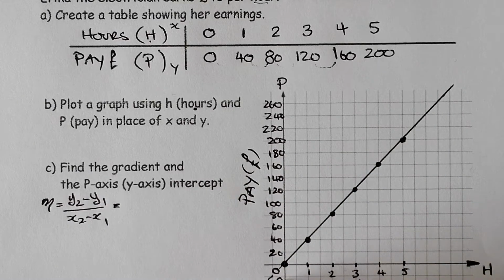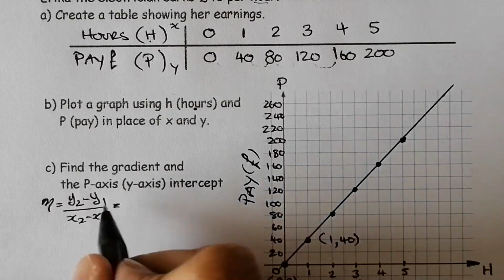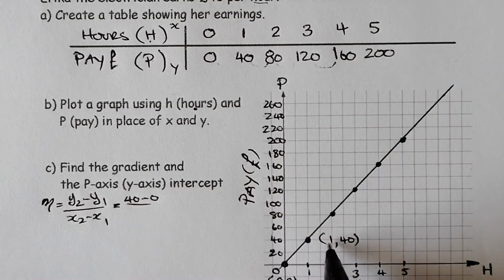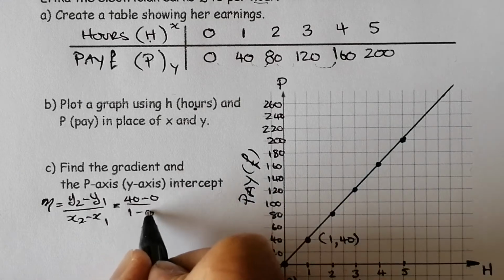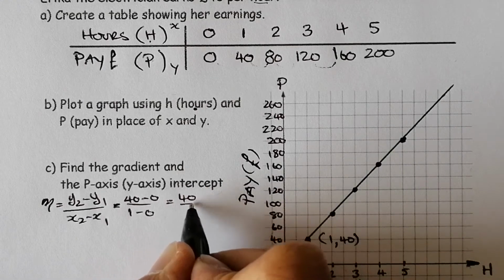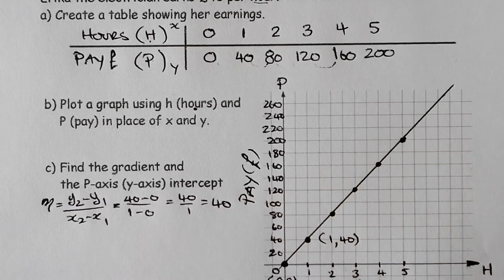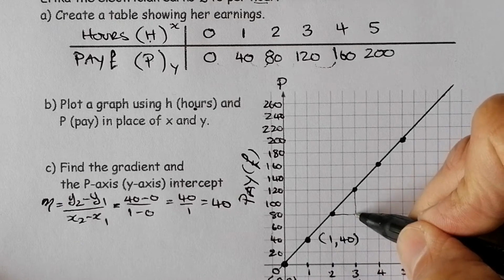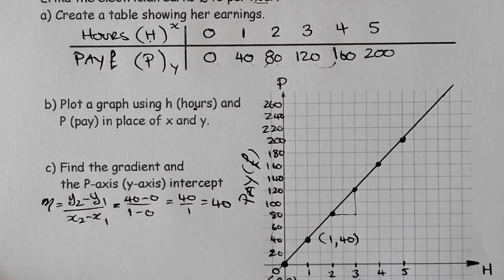So that point there is 0, 0 down the bottom there. This point here is 1 and 40. Okay, 1 along 40 up. So 40 take away 0, 1 take away 0. That's going to leave me with 40 over 1, which gives me that number of 40 that we were saying for the gradient. Okay, but I can just see it on the graph there. Every time I move along 1, I get 40 pounds. Right, so that's me got the gradient.